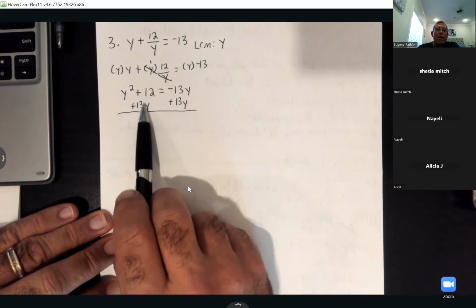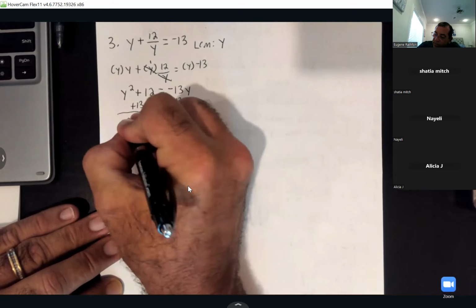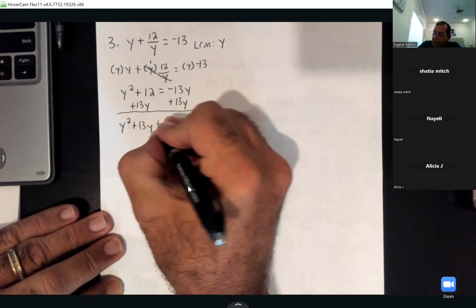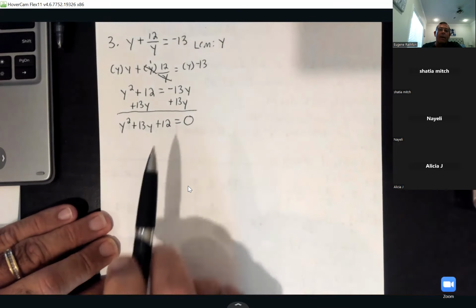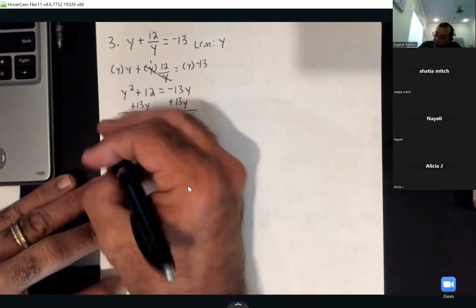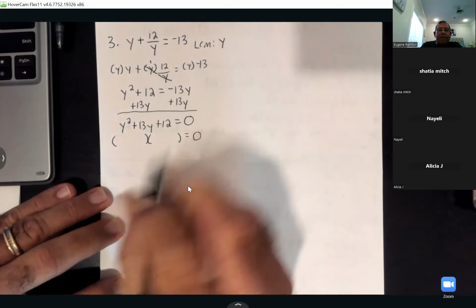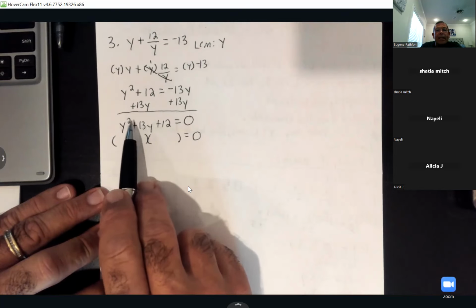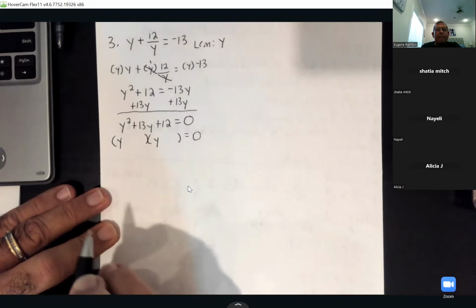That's why I threw the 13y sort of in the middle, because I'm going to bring down my y squared. Then bring down that 13y. Then bring down my 12, and all of this is now equal to 0. So remember, before you factor, you got to have a 0 on that side. Now, we're going to factor this to get our 2 answers. Remember, there'll be 2 answers because we got that y squared. So we'll have a y and a y.